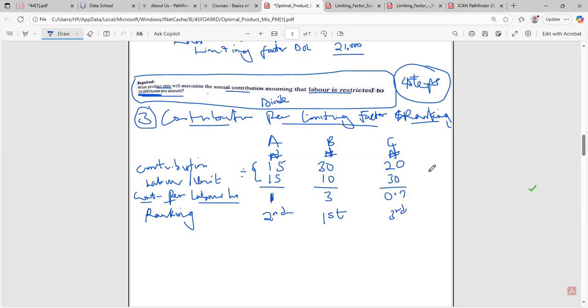So please don't go and rank your contribution. I need to spell this out very well. What we are using to solve is not contribution. Contribution is not the reason for limiting factor. It is contribution per limiting factor. Some students go and rank contribution. No, you are ranking your contribution per limiting factor, which is this one that you got here, 3 and 0.7. Please take note of that.